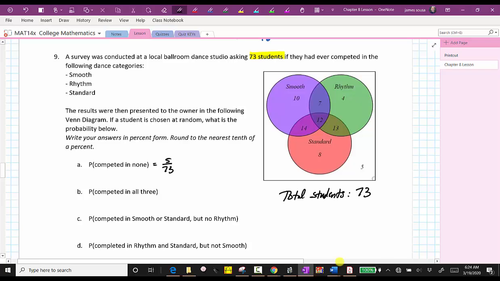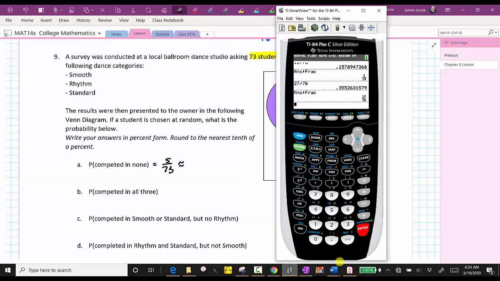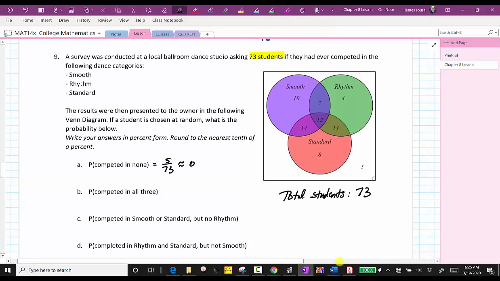But we are told to write the answers in percent form, rounded to the nearest tenth of a percent. So first convert to a decimal, to 3 decimal places, and then write the decimal as a percentage. So we have 5 divided by 73, enter. To 3 decimal places, we round down to 0.068, which is equal to 6.8%. Remember, if we want the percent to 1 decimal place, or the tenths place value, we have to have the decimal to 3 decimal places.